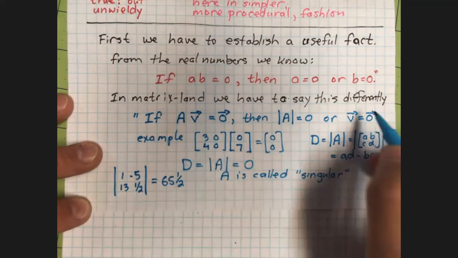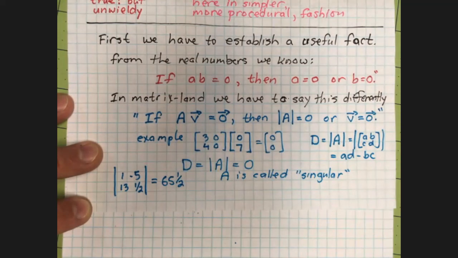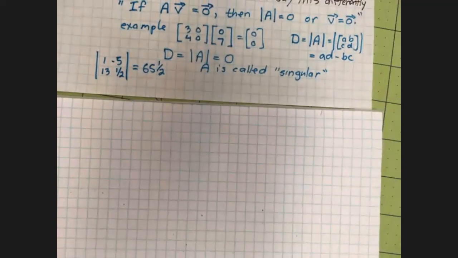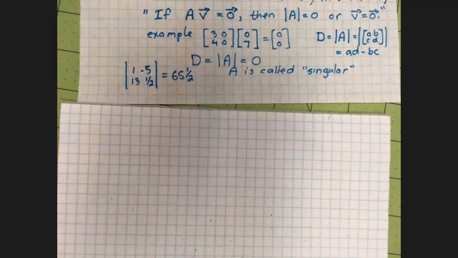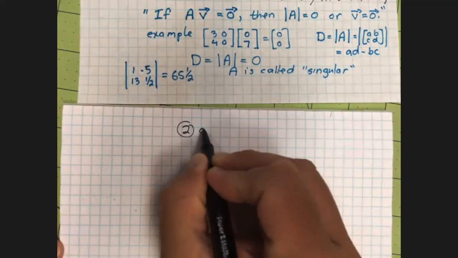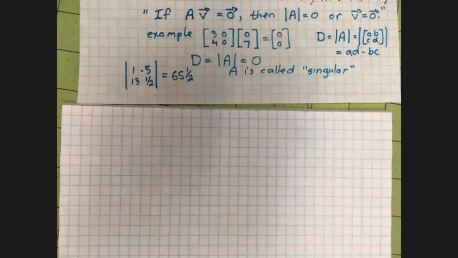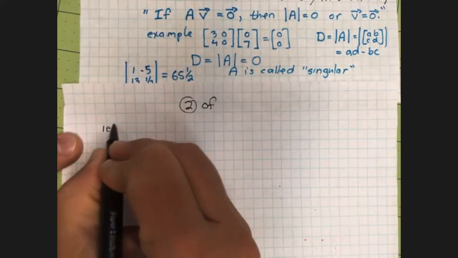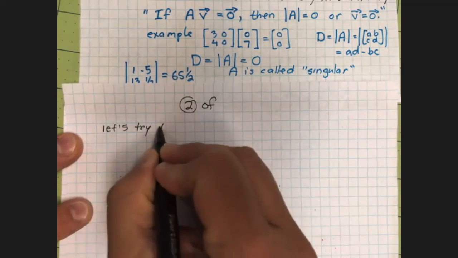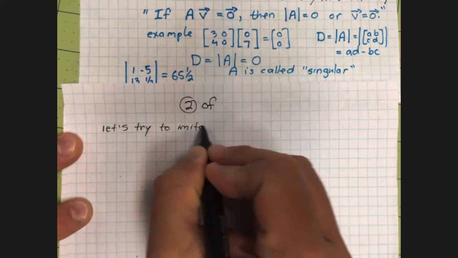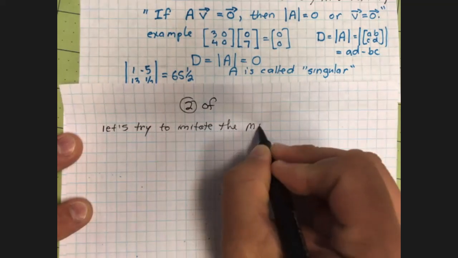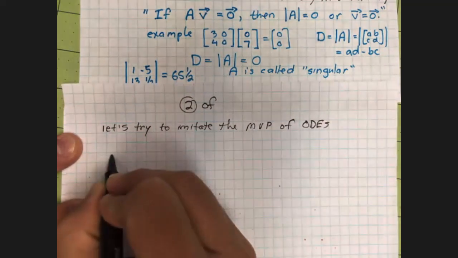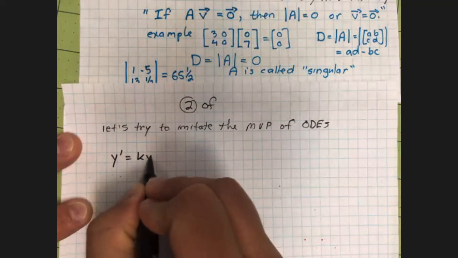Okay, armed with this fact, now we can proceed to tell you the logic behind our solutions from yesterday. So I'm gonna slide this off the top of paper and I'm gonna open up page 2. Tear it off so that I can shift at the same time. So let's try to imitate the MVP of ODEs. So important, I will write it again.